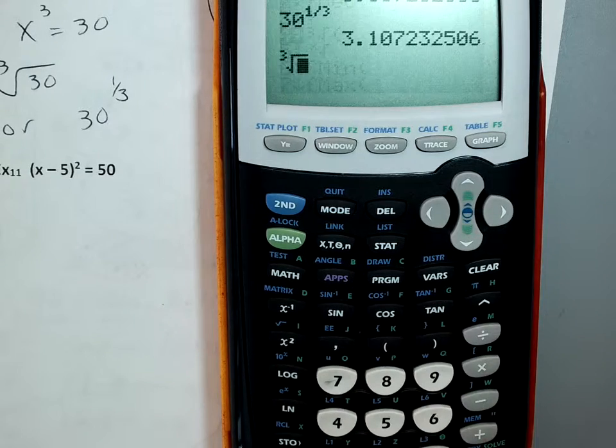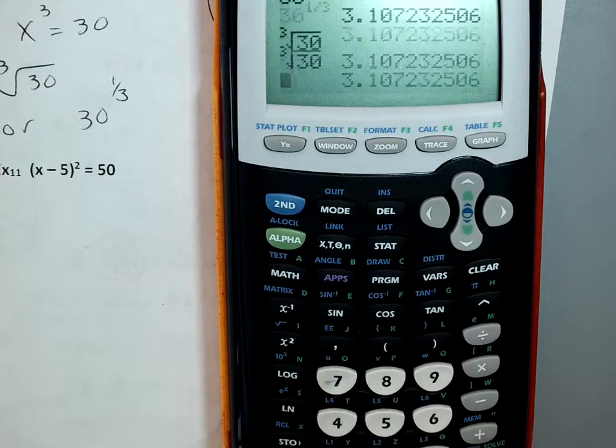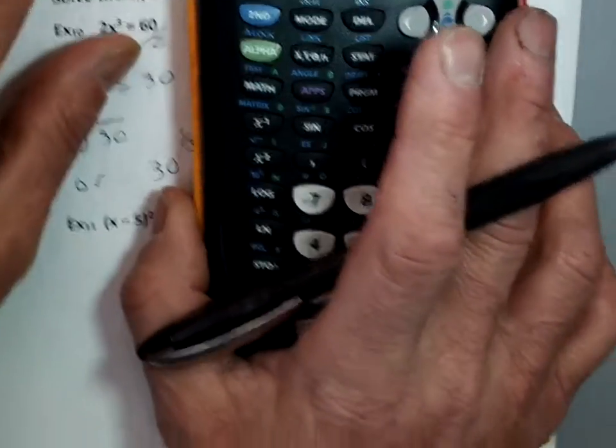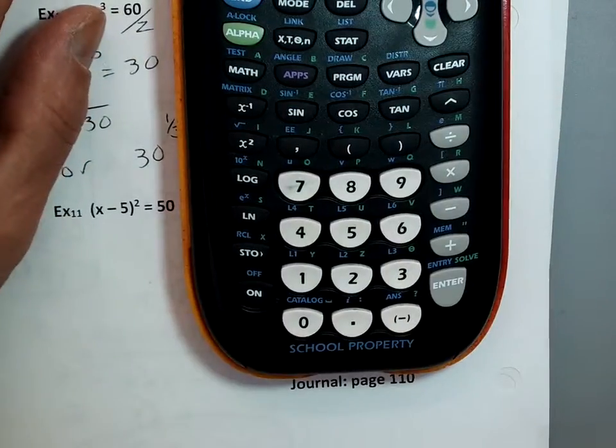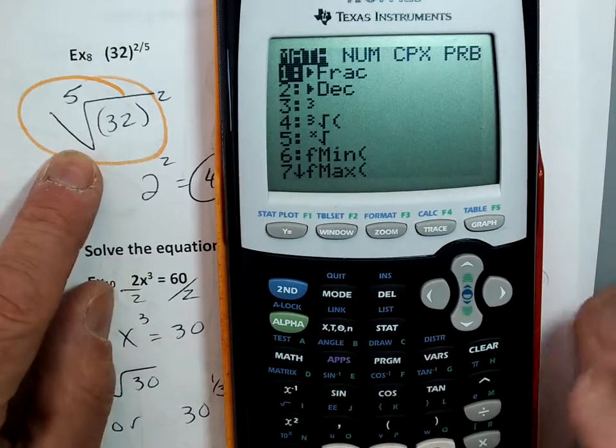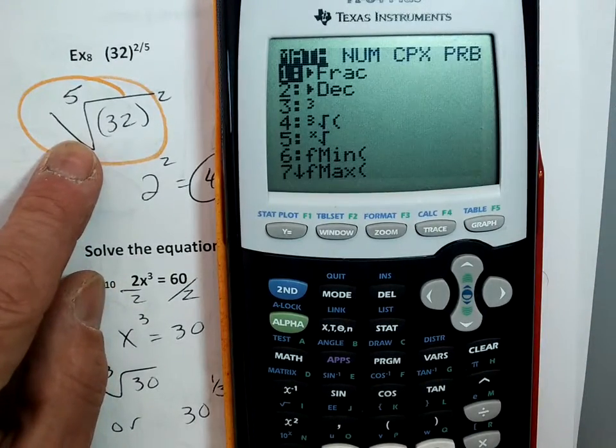Math. Number 4. Now it's asking for a number, right? So what number do you want me to take the cube root of? 30. Boom. Now you can do any root. For instance, even if I want to do number 8 real quickly, if I go back to math, it does not have a fifth root, does it? So I have to tell it.